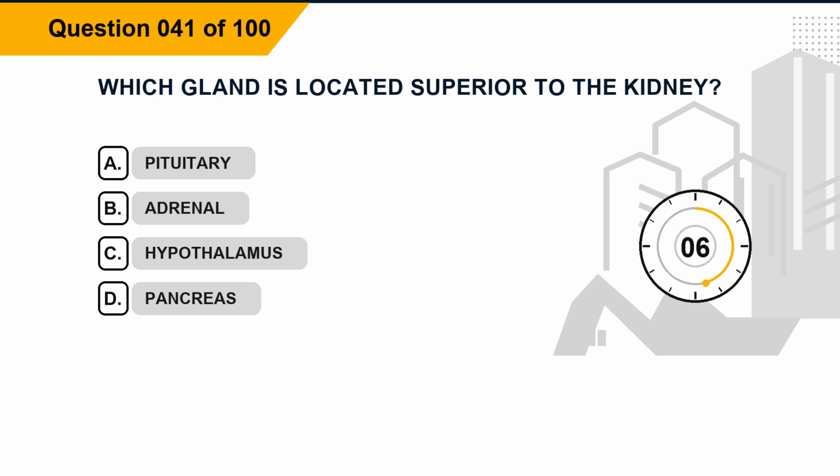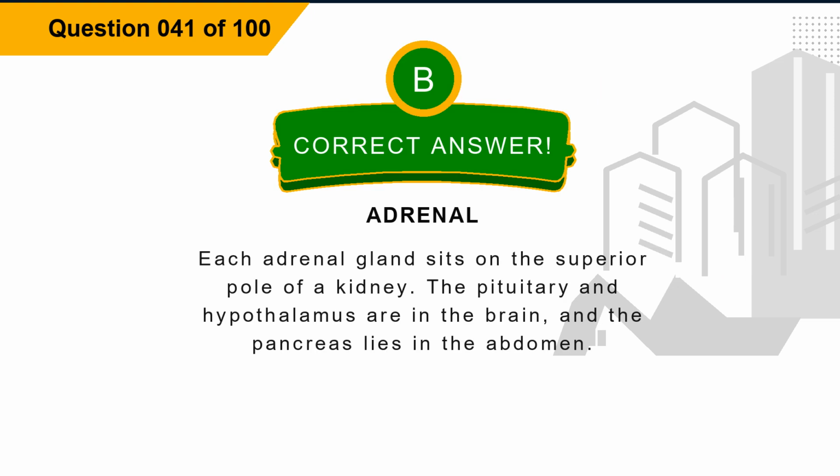Option A, pituitary. Option B, adrenal. Option C, hypothalamus. Option D, pancreas. The correct answer is option B, adrenal. Explanation. Each adrenal gland sits on the superior pole of a kidney. The pituitary and hypothalamus are in the brain, and the pancreas lies in the abdomen.